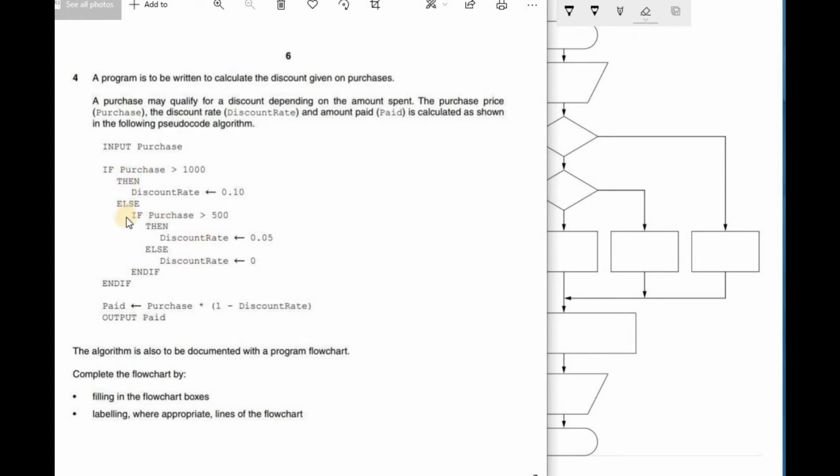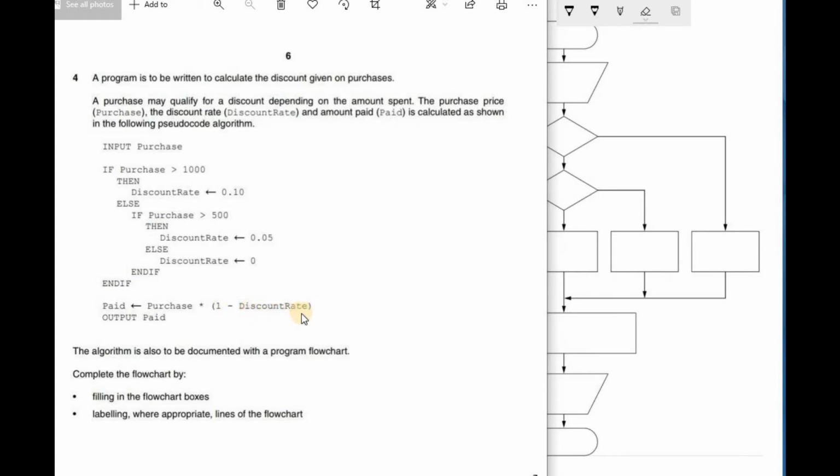After this, when the discount rate has been calculated, it comes to the next line, and paid is the variable or identifier which is calculating and storing the amount to be paid by the customer. And how is it being calculated? You see, the purchase amount is being multiplied by 1 minus discount rate. The discount rate is the percentage which has to be reduced. So how much has to be paid?